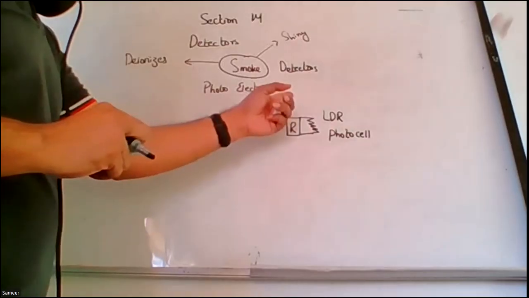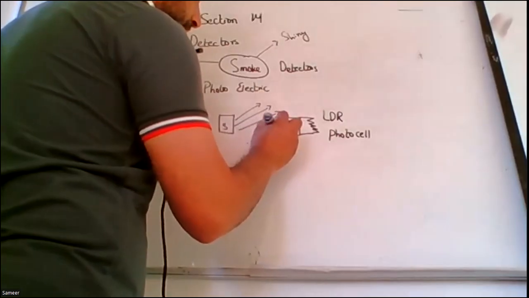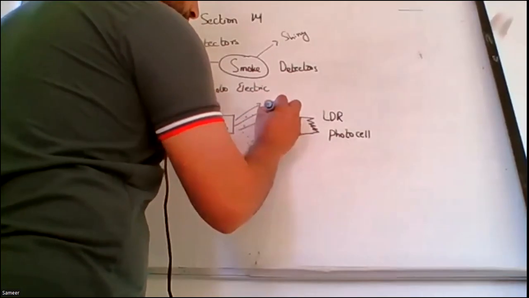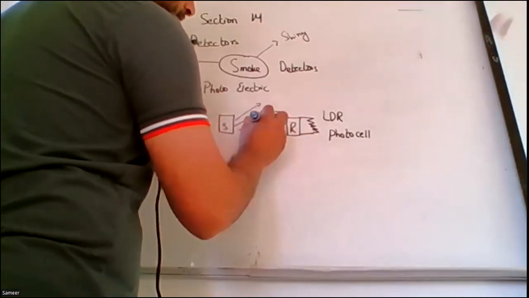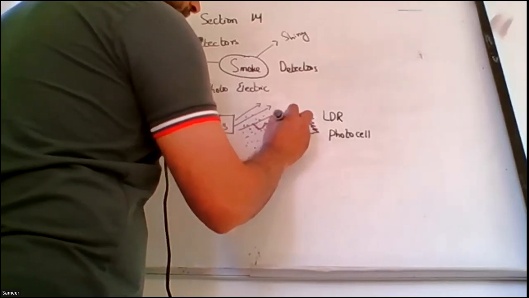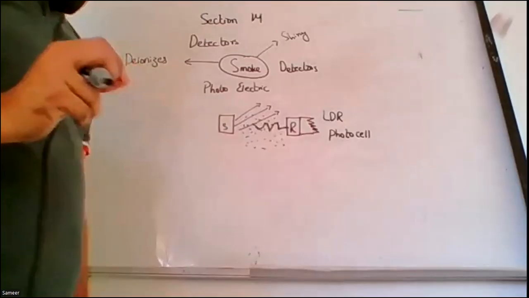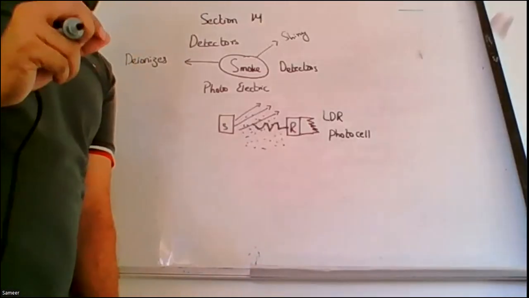Source throws light away from the receiver. Smoke enters into the chamber. Okay, what will happen? The light will reflect. And once the light will reflect, it will reflect towards the particles and eventually fall on the receiver. And when it falls on the receiver, okay, the resistance becomes lower, current flows, and it triggers an alarm.